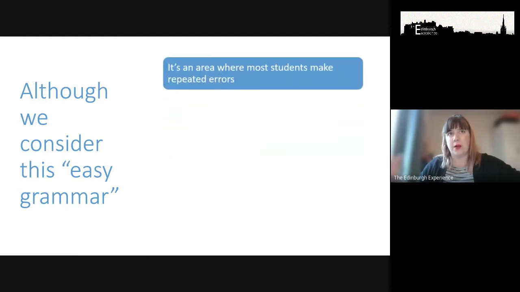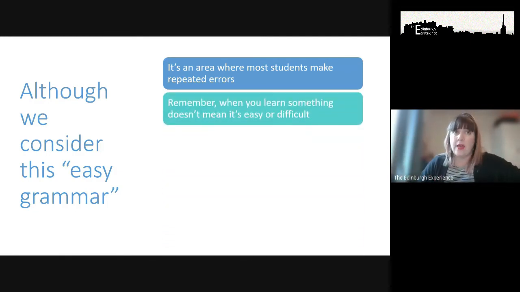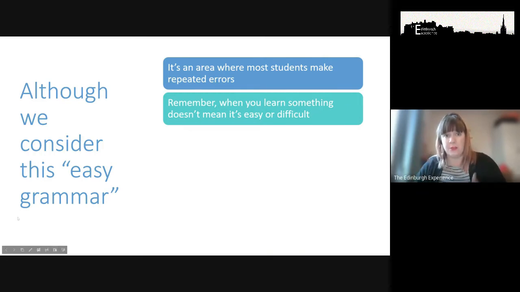it's an area, like I said, where a lot of students make repeated errors. And just to highlight, please remember that when you learn something in English doesn't mean that it's an easy or a difficult thing. Very often when we learn something early in English, like in a beginner class, we think that means it's easy grammar. That doesn't mean it's easy grammar. Language takes time to assimilate, and some things that have quite simple rules to construct, like the comparatives, actually take a long time for people to process. So please be aware of that. Don't think you're making basic mistakes because it's just something that's difficult.